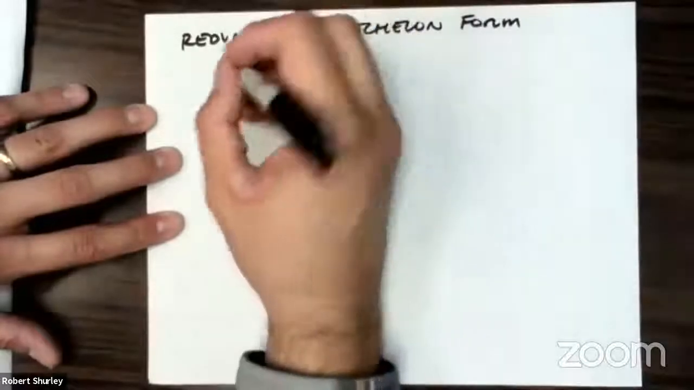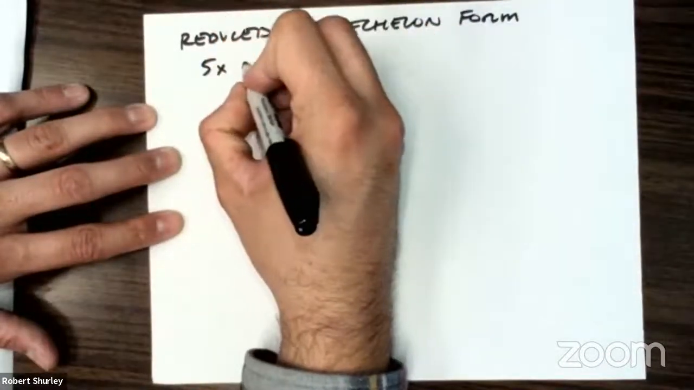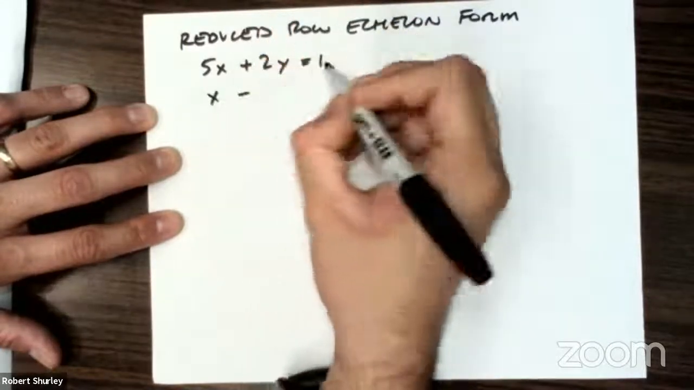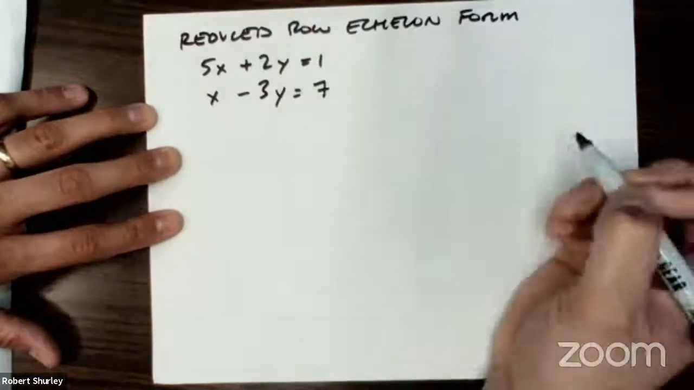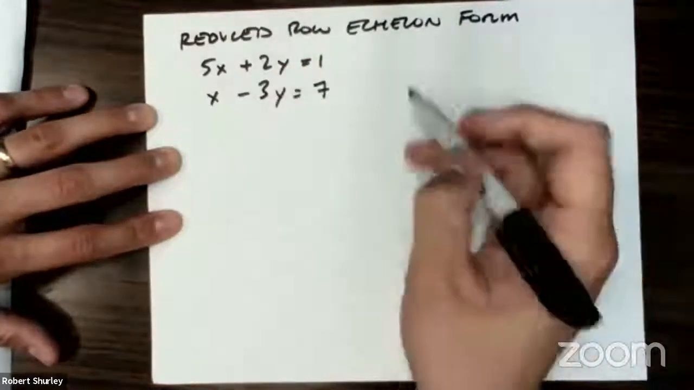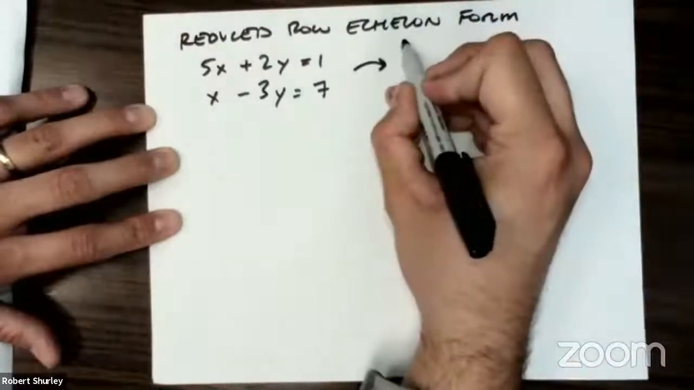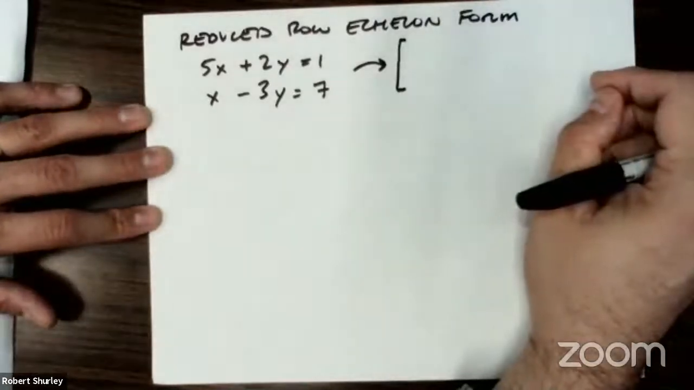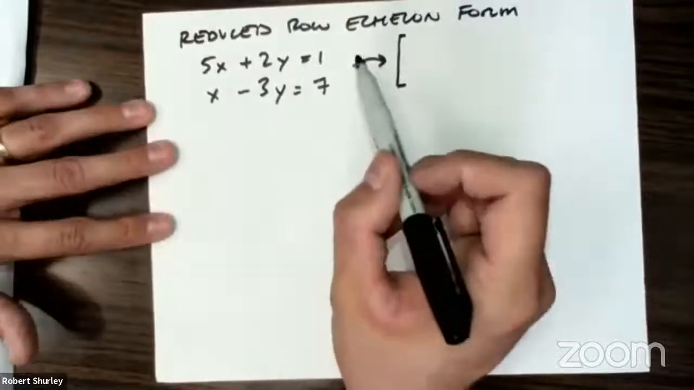as matrices. So I'm going to go back and use the example we did previously, that 5x plus 2y equals 1 and x minus 3y equals 7. Okay, so this is a system of equations. If I want to write this as a matrix, first I've got to use this little bracket notation there. So you write kind of a big bracket, and we're just going to write the coefficients.